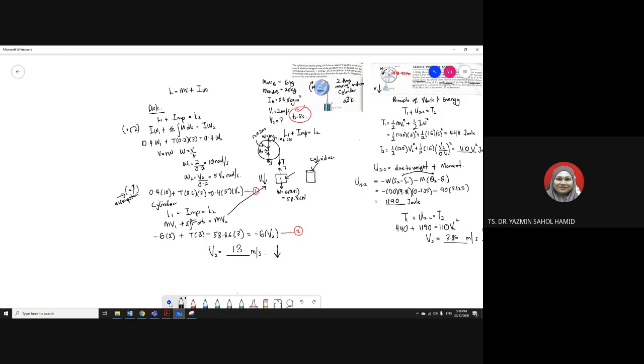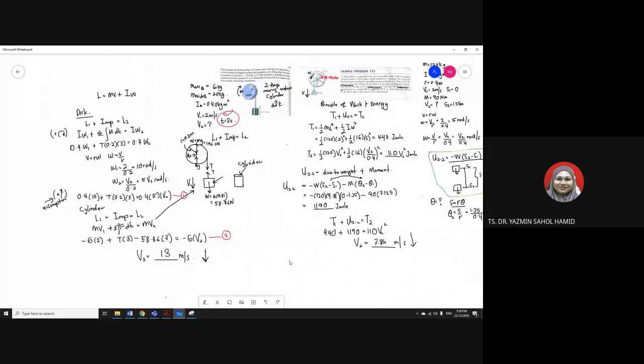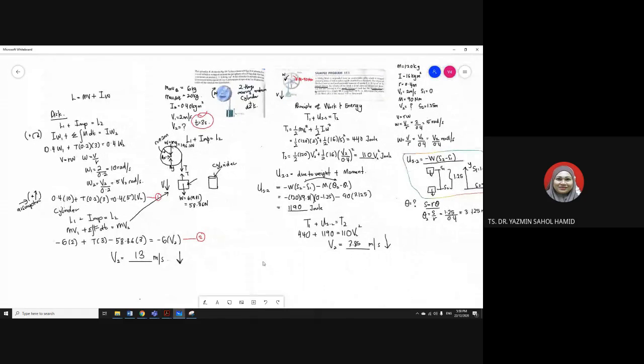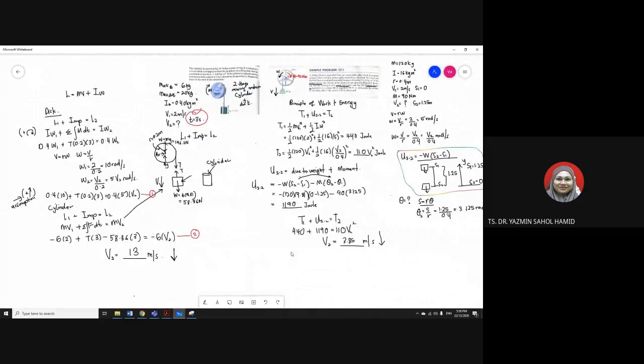So I think now you understand the difference between these two questions. Both are somehow similar, but one is using principle of work and the other one is using impulse and momentum. The questions are also slightly different.